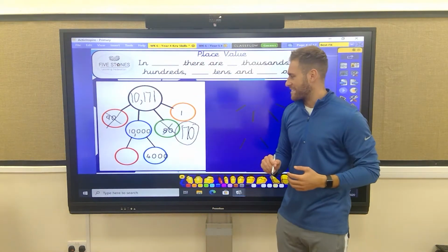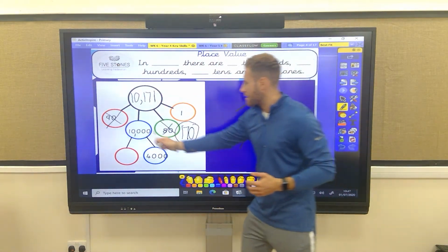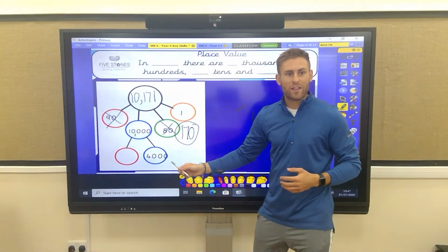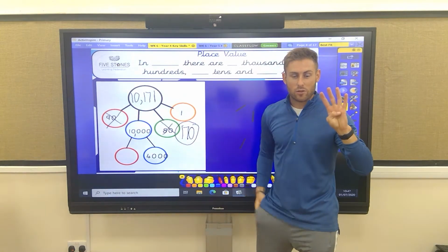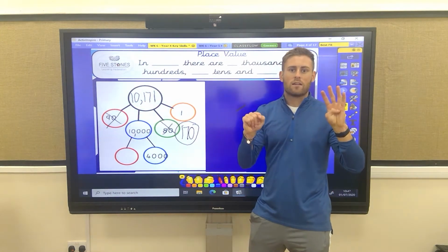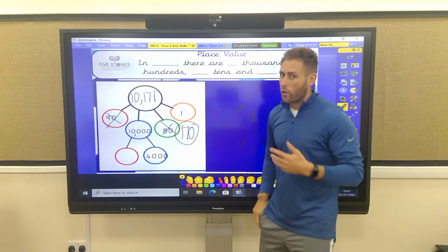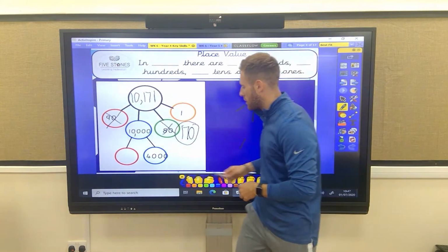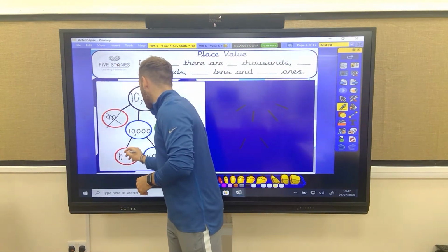10,171. Fantastic. And we can see our 10,000, we've already got a part of 4,000. So to get us to our 10,000, we need 6,000 more. Hopefully your number 1s to 10 are still being put in use to help us with these larger numbers.